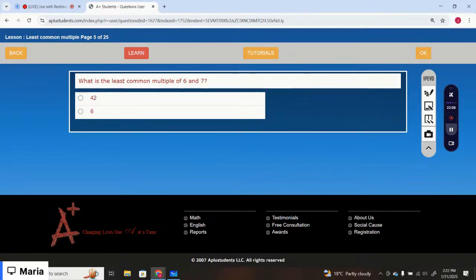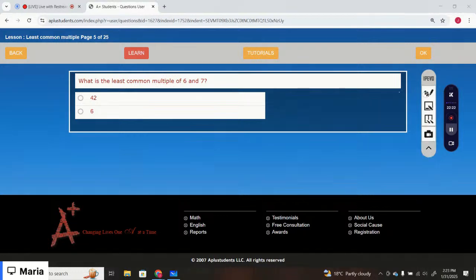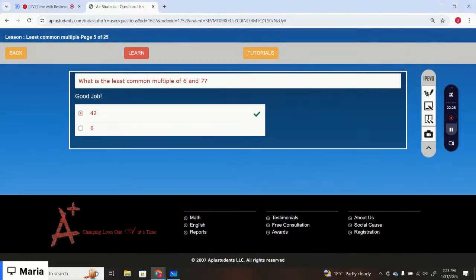What is the least common multiple of 6 and 7? 7 is again a prime number. So when you have to find the least common multiple with a prime number and a composite number, you simply have to multiply them. That is 42. The correct option is 42. Option number 1 is the correct option.